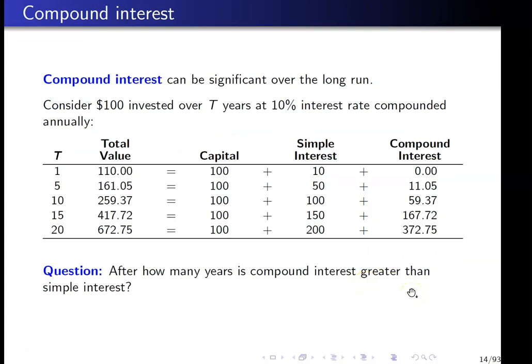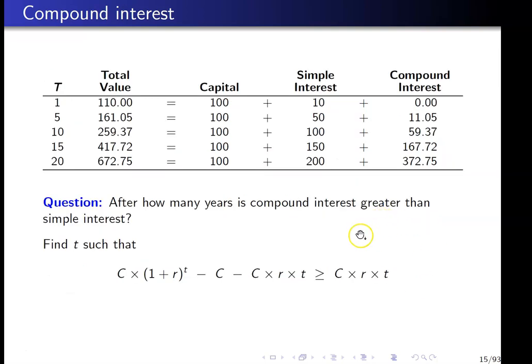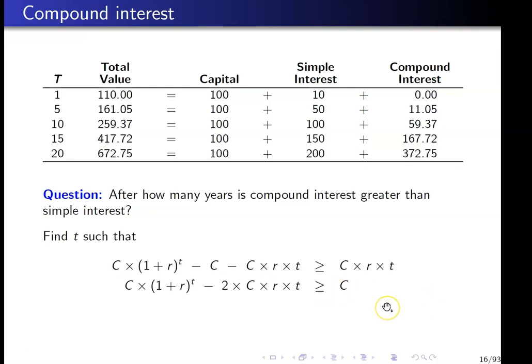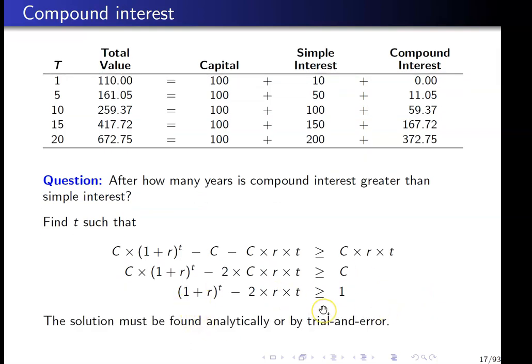After how many years is compound interest greater than simple interest? Well, if we make the calculation, compound interest is equal to total value minus capital minus simple interest. So we are looking for the time t where compound interest is larger than simple interest. C times R times t is simple interest after t periods. So if we rearrange the equation, we obtain this.